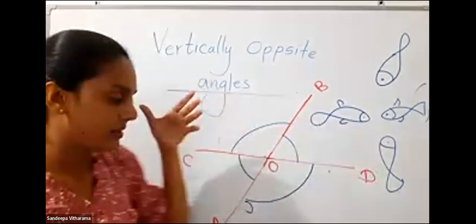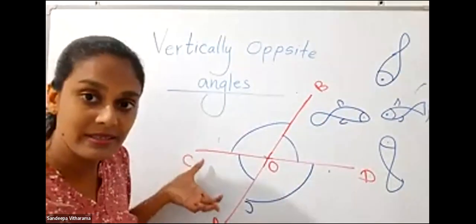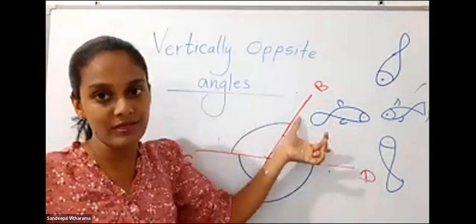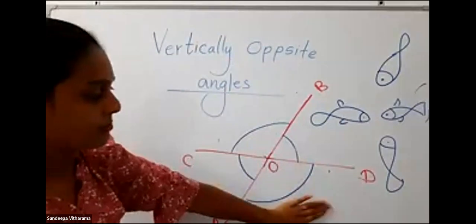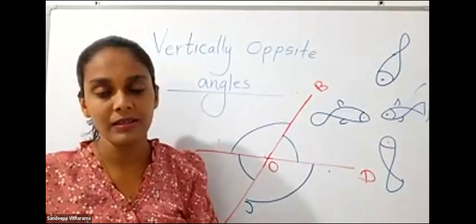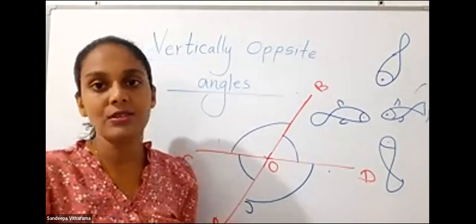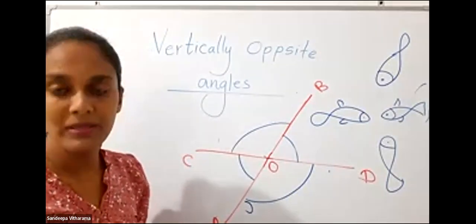That means the magnitude of this angle is equal to the magnitude of this angle. Okay? That is the relationship of the vertically opposite angles.